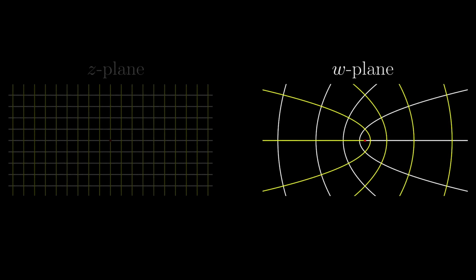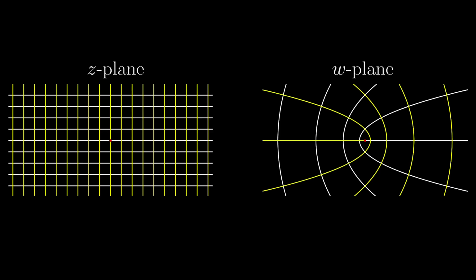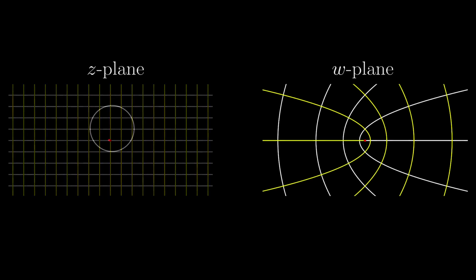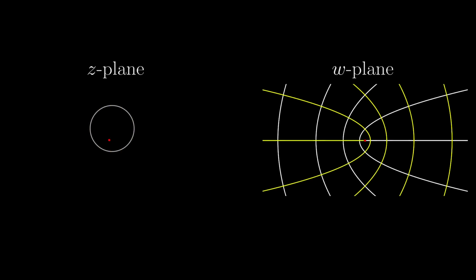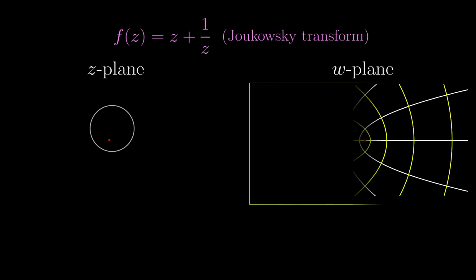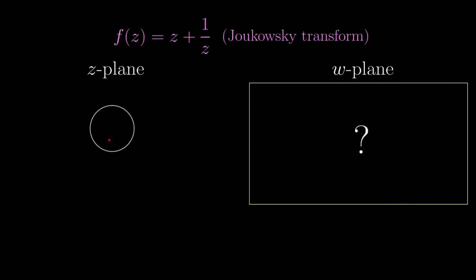But the z-plane is important in the following way if we don't use the whole complex plane. For instance, what happens to a circle if we apply this function instead? By the way, this function is called the Joukowsky transform. Can you guess what the image of the circle would be? Just guess.